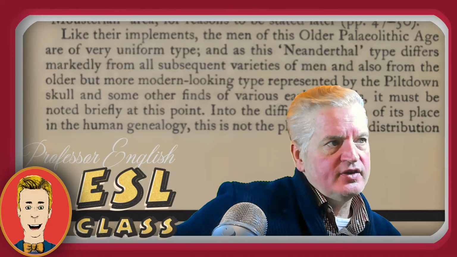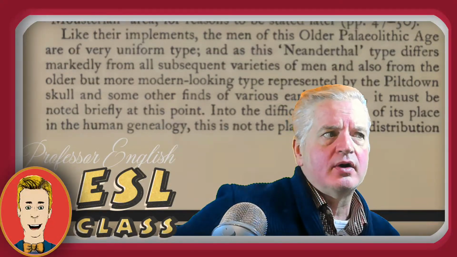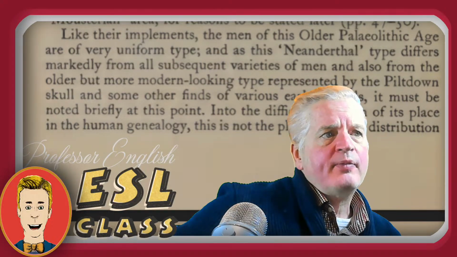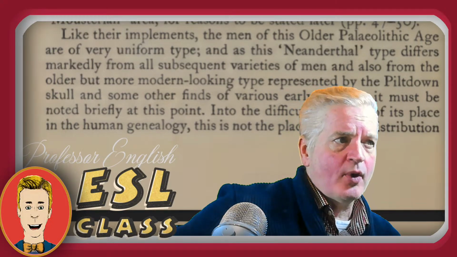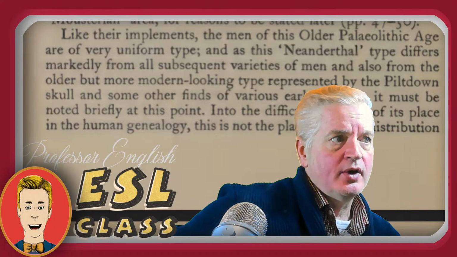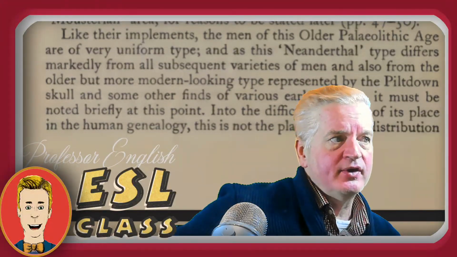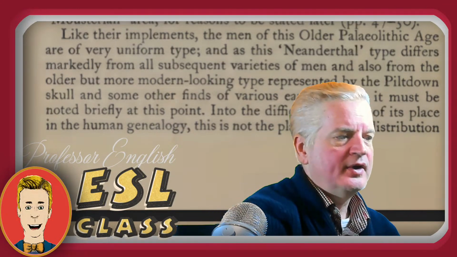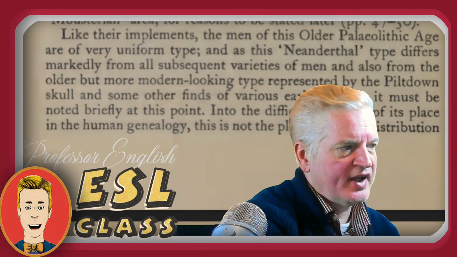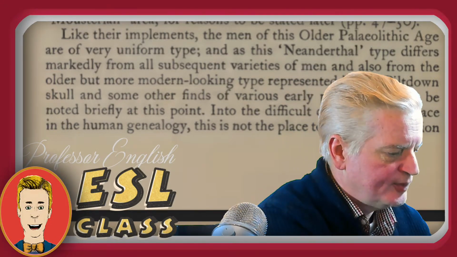Like their implements, the men of this older Paleolithic age are of very uniform type, and as this Neanderthal type differs markedly from all subsequent varieties of men, and also from the older but more modern-looking type represented by the Piltdown skull. I just want to see when that was proven to be a hoax, because I keep forgetting to check the published date of this book.